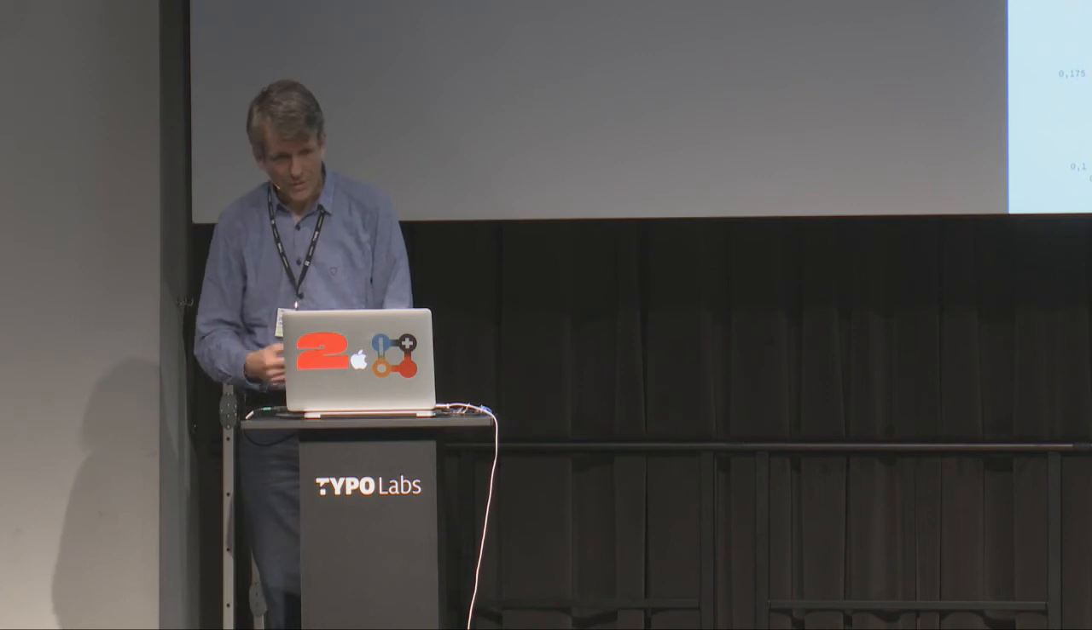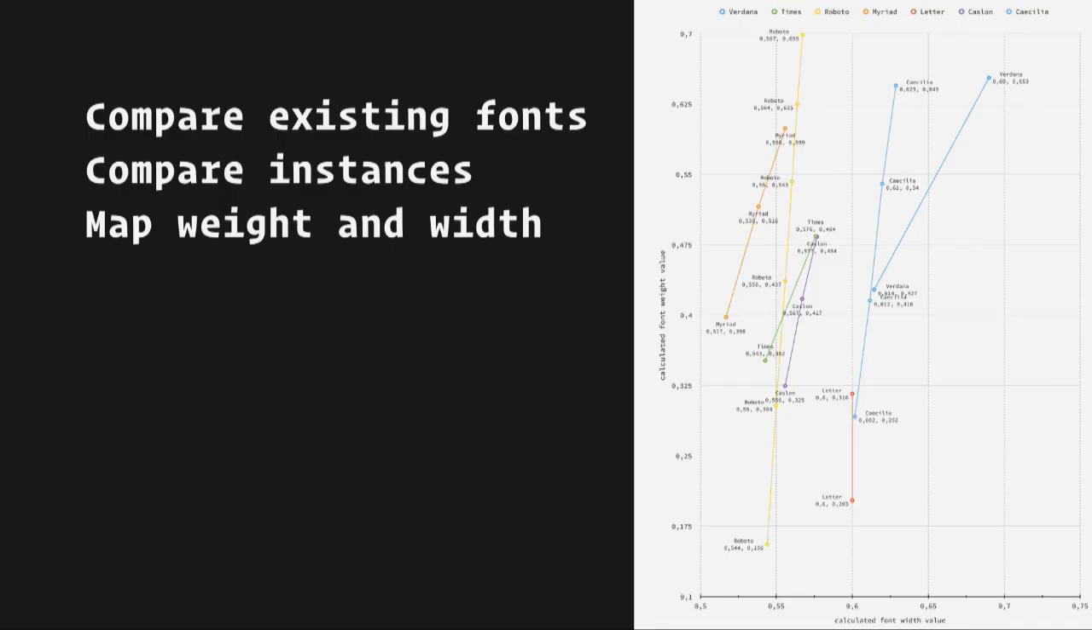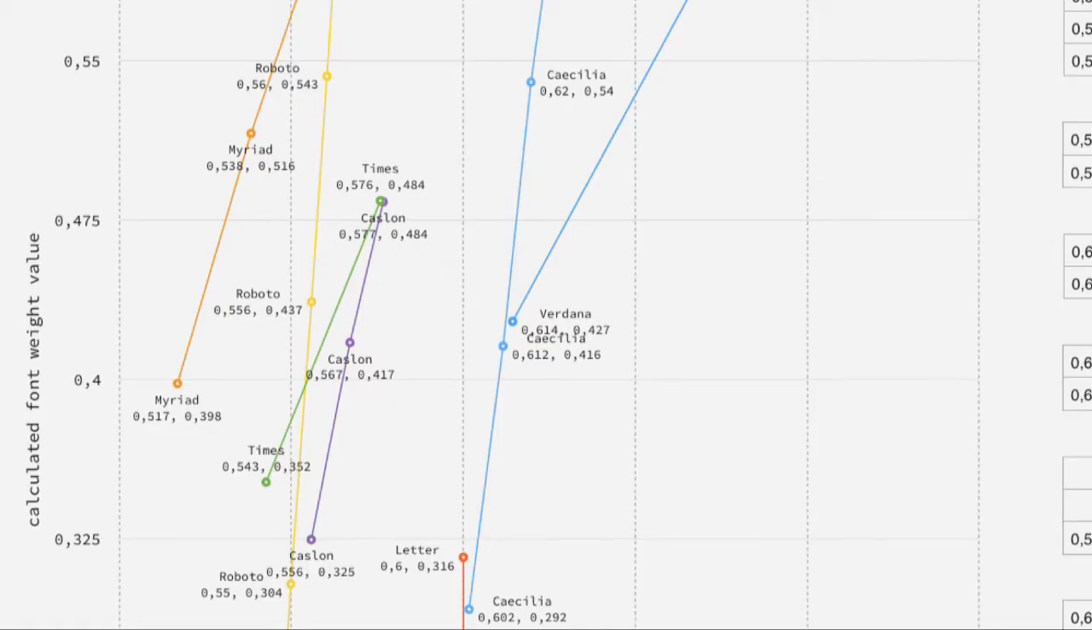I can compare existing fonts, I can compare instances, what I want to do with them, and I can map weight and width. So here's a wonderful graph in which I calculate the weight value for a font, and then the width value is stored that way. And this is a bunch of fonts I have on my computer. So Times starts at 0.543, and it ends up being 0.576. That's a certain weight and a certain width. You can tell that Myriad is lighter. You can tell that Verdana, or Cecilia is heavier, or certainly a lot wider.